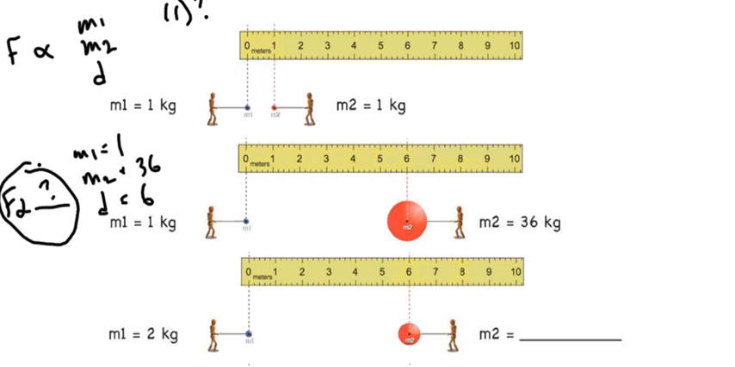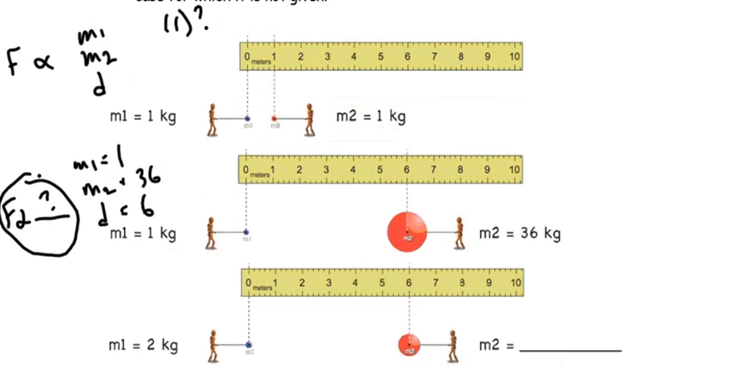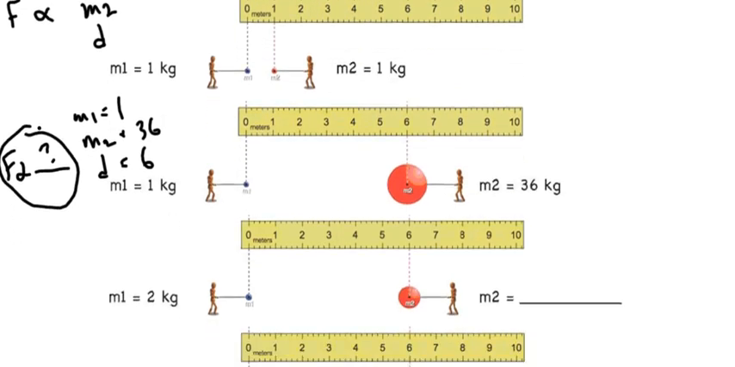Now here's the kicker. With this particular question, each of the 4 diagrams shows a configuration where the gravitational attraction is the same. So we have to look at what I need to do to make it be the same. That kind of gives you a hint in terms of what your previous answer on the previous page should be, because when I take 36 times this mass and 6 times the distance, it should also give me a force value of 1.